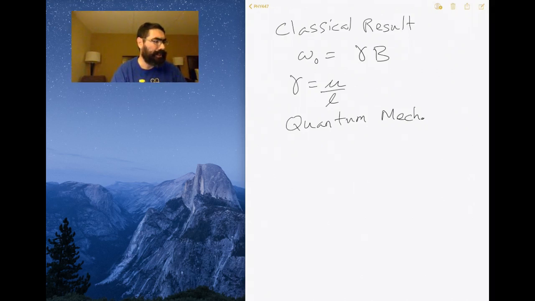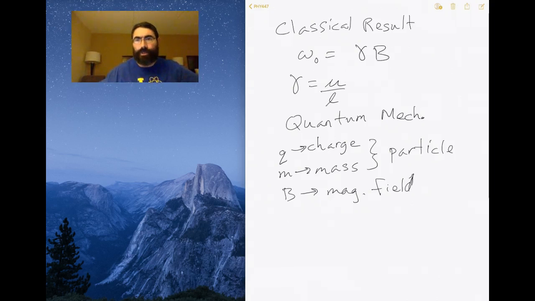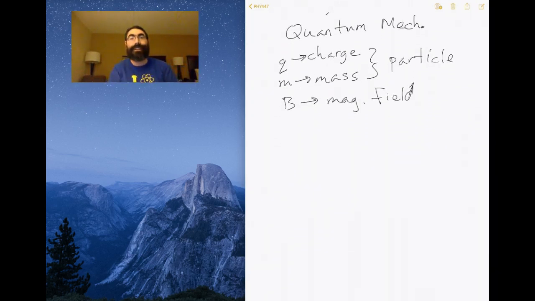So what we have is a charged particle of mass m. So Q is the charge, m is the mass of this particle that we have inside a magnetic field B. So what we want to do to get the quantum mechanical result is to first write down the classical Hamiltonian and then convert that Hamiltonian into operator form to get the quantum mechanical Hamiltonian.